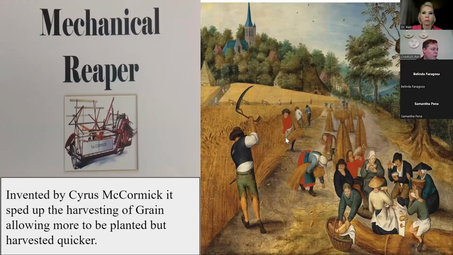The next one they want to talk about was the McCormick Reaper. This Reaper right here is by Cyrus McCormick, of course. It's basically pulled along by a horse, and it can help harvest grain much quicker than the old days when they did it by hand with a scythe. You can do a lot more. You have much larger fields, which is going to, of course, drive the price of food lower.